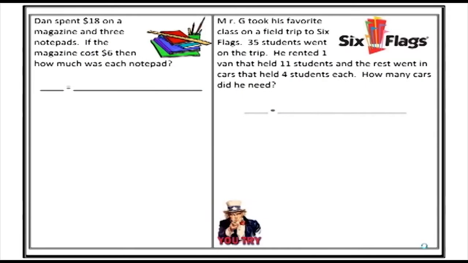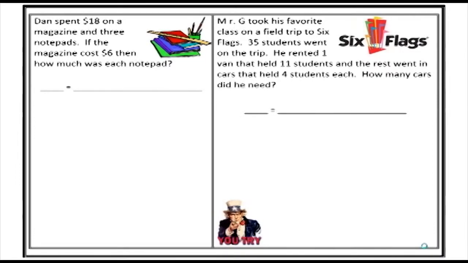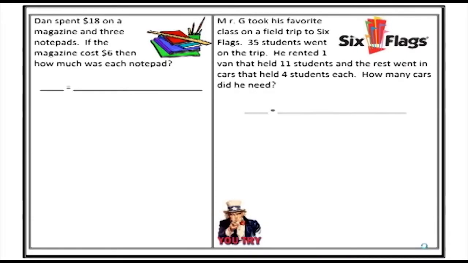Let's try a problem together. Start by reading the word problem for understanding, which means use your English tips. Summarize, annotate, think it out, speak it out, whatever you need to do to understand the word problem. Dan spent $18 on a magazine and 3 notepads. If the magazine cost $6, then how much was each notepad? So I'm trying to figure out how much each notepad is. I know that I spent $6 one time on a magazine, and I spent an unknown amount 3 times on a notepad. I spent a total of $18.